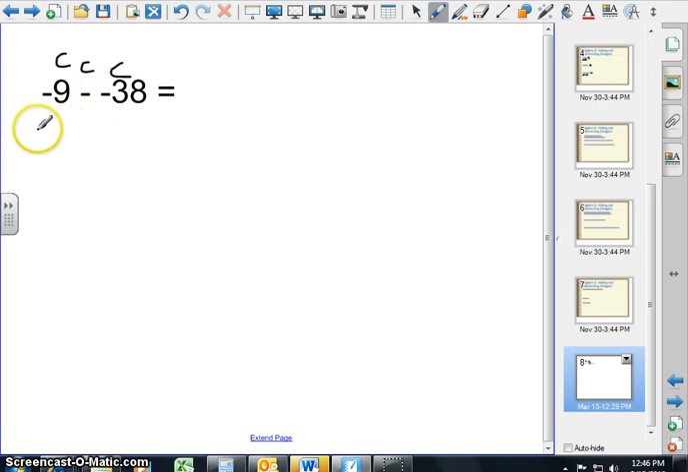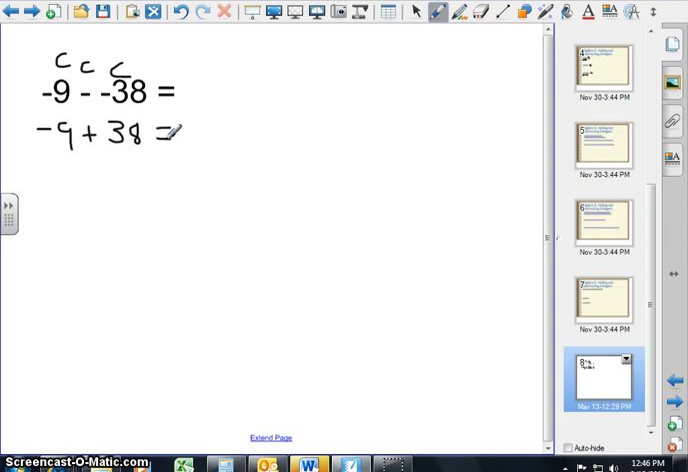CCC. So that means our -9 just stays the same. Now this minus sign right here, since we're going to change it, becomes positive. This -38, we're going to change it, so it's also going to become positive. So we have a -9 plus a positive 38. Just by reading it out loud, I know that my signs are different.